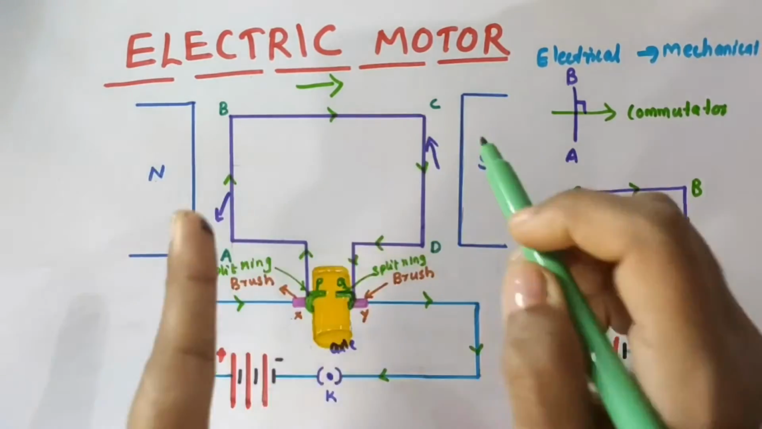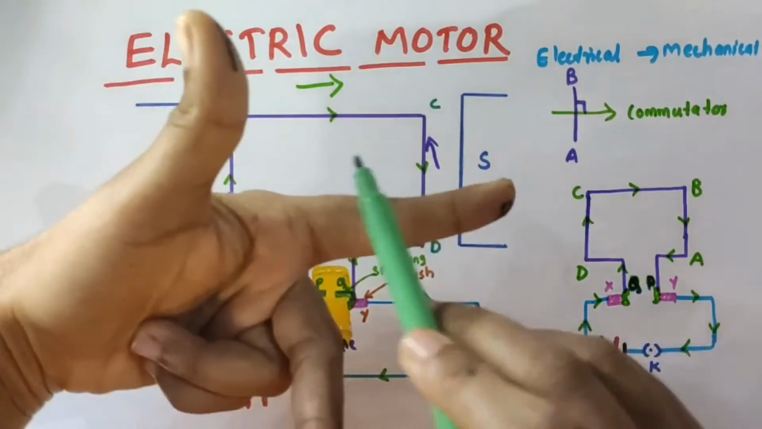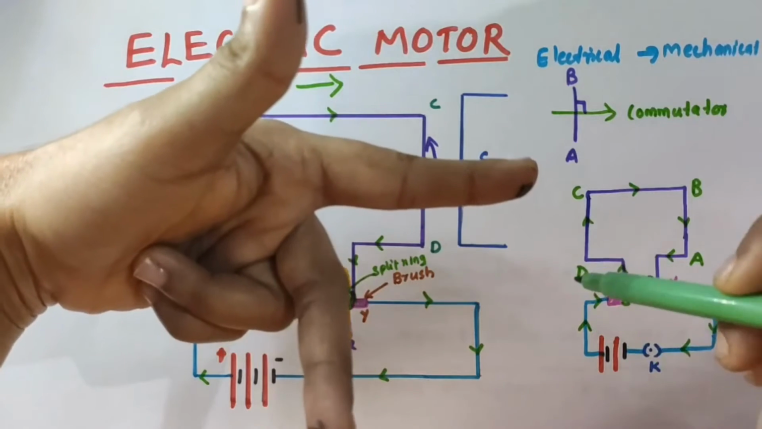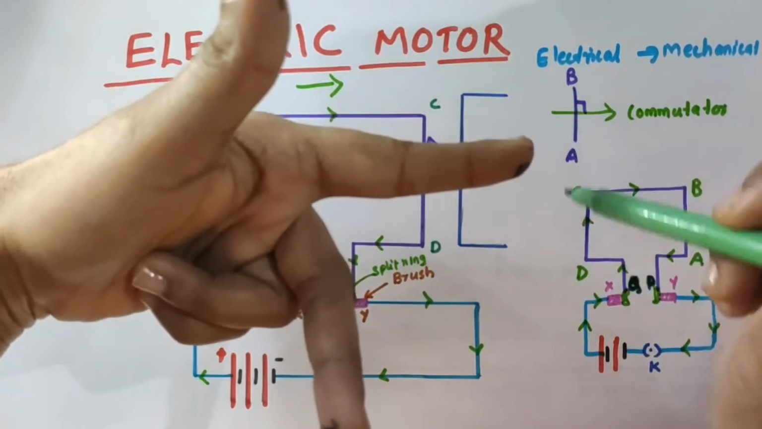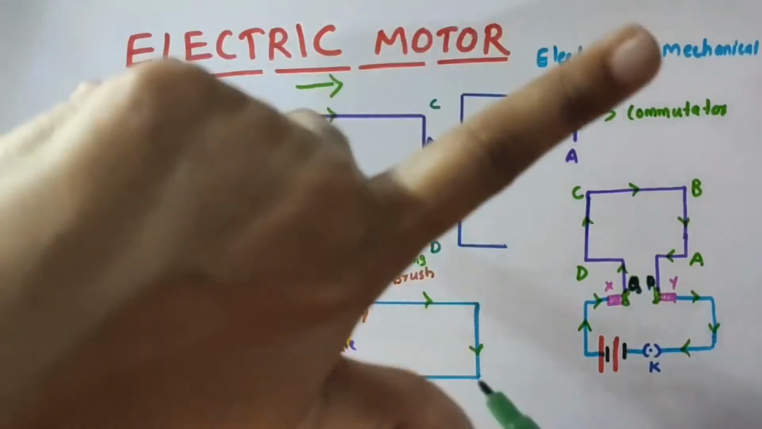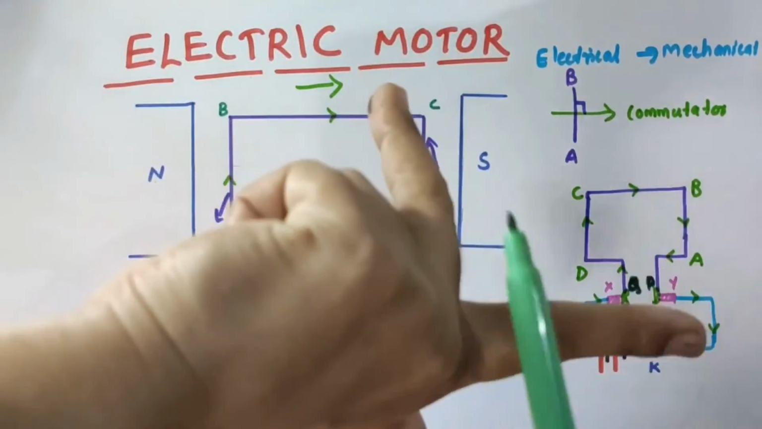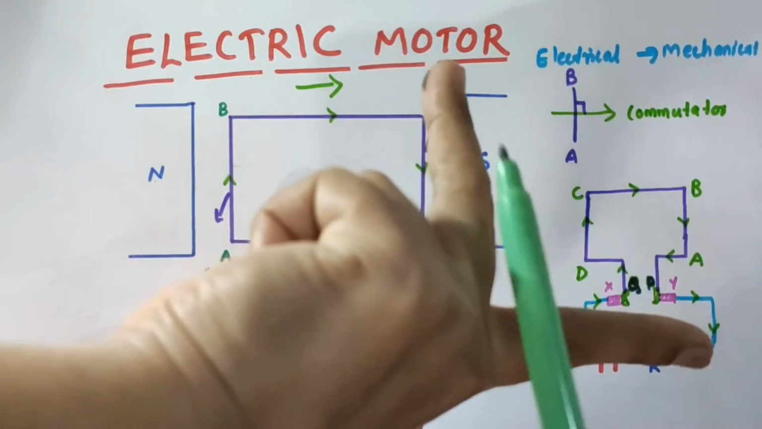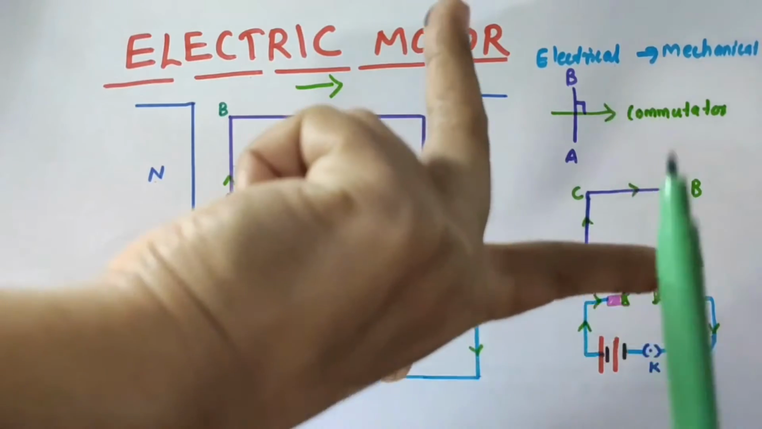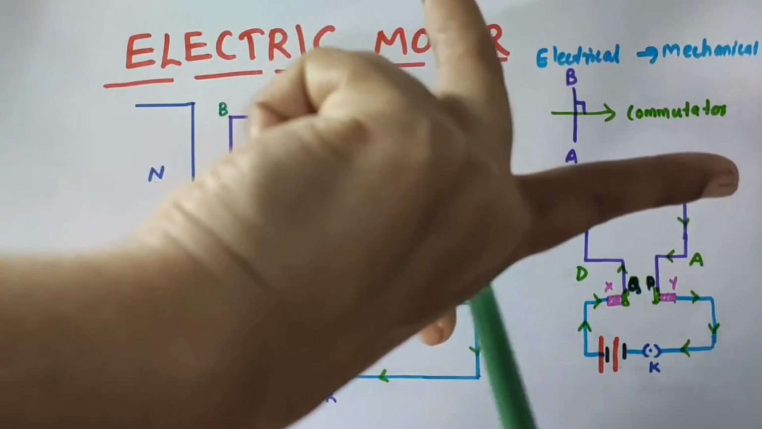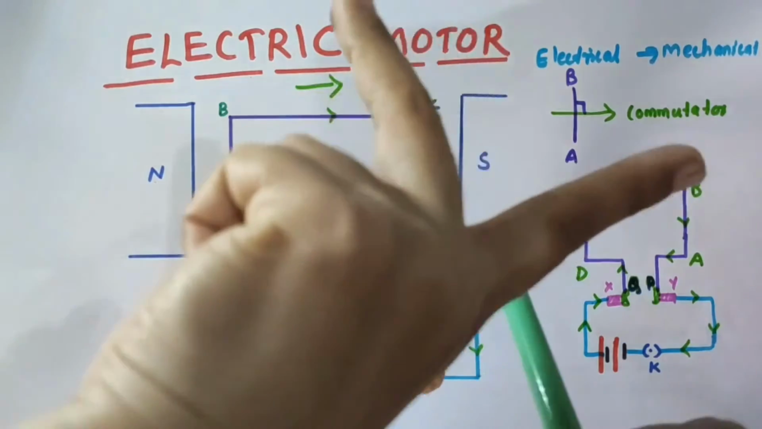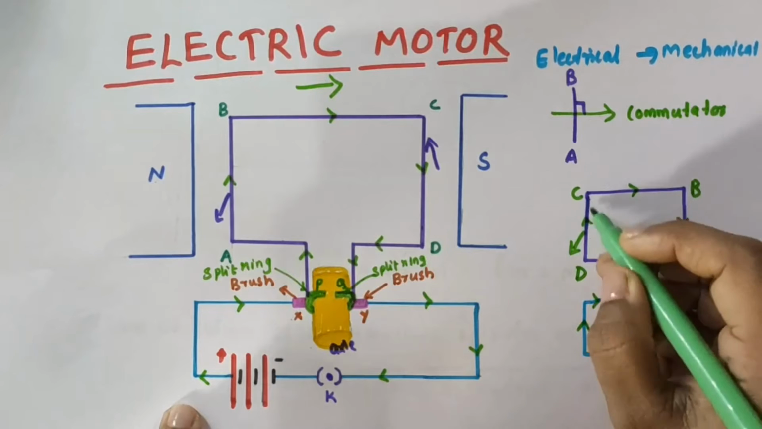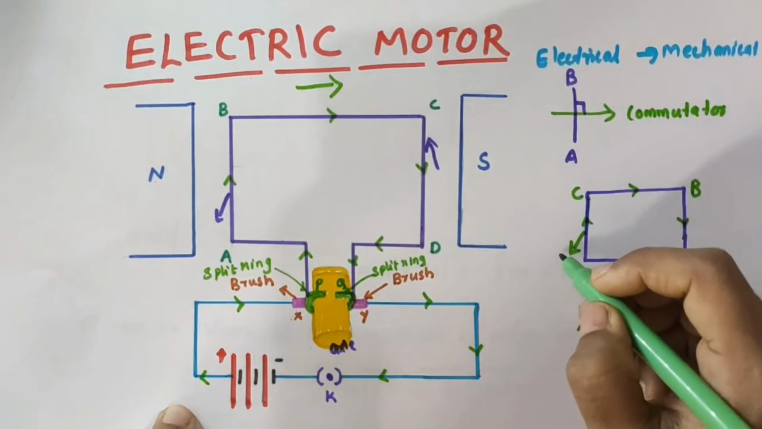Here if I apply Fleming's left hand rule, point the forefinger along the magnetic field. For the arm D to C, the current is going from D to C, that means down to up. The middle finger is upward and the thumb is going downward. This is the force acting in the downward direction on CD.